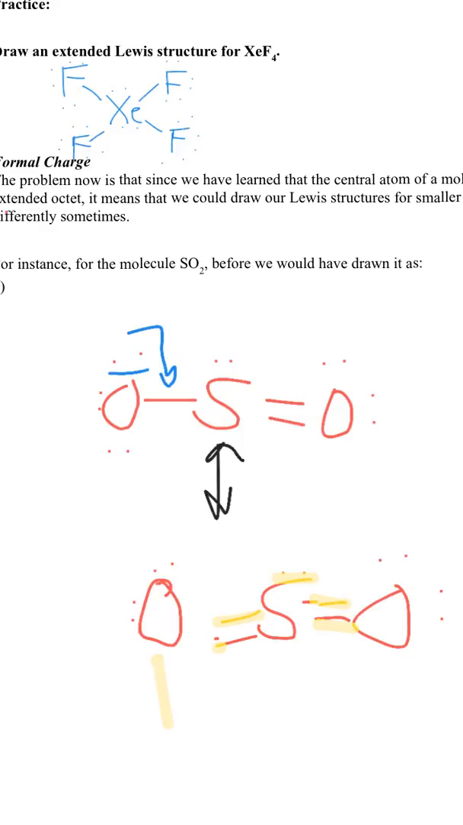Now, whereas we said earlier with O3 that there was not necessarily one structure that was right, and that it was actually like a 1.5 bond, in some cases we can actually figure out which structure is more likely, which structure is more probable to be correct. And how we're going to do that is through something called formal charge.